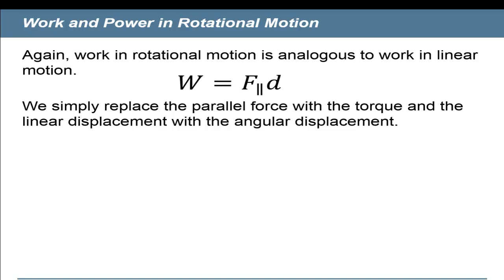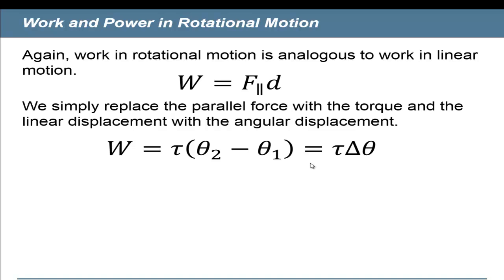Instead of talking about a linear displacement, we talk about an angular displacement, so we'll call this some theta. And instead of talking about a parallel force, we'll talk about a torque instead. So making these substitutions, we get our definition. We won't go through the whole derivation of it, but we get our definition of work in rotational motion. So work is equal to torque times the change in angle, or just tau delta theta.